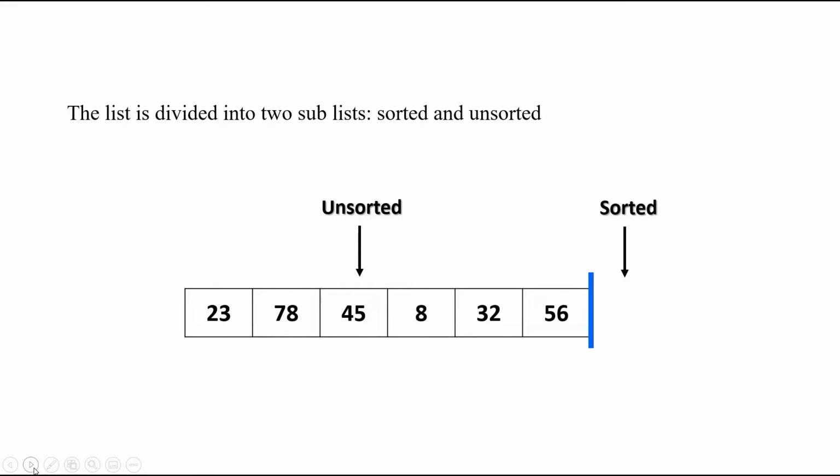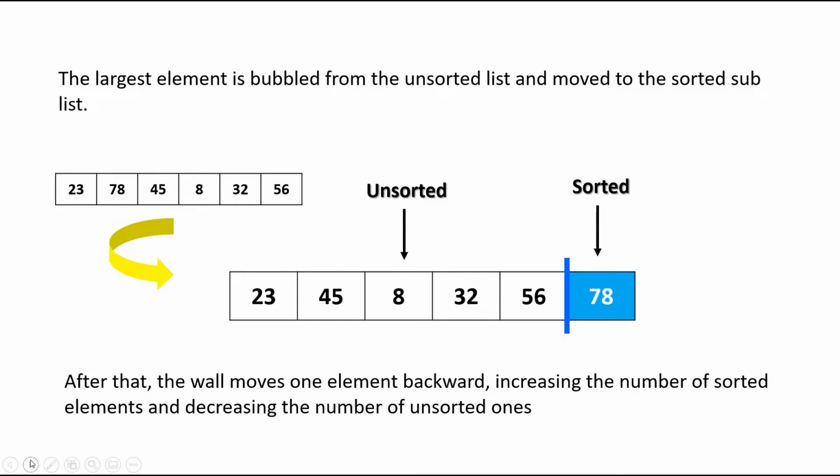As the first step, we have to divide the list into two sublists, which is sorted and unsorted. And the blue line depicts the wall between the sorted part and the unsorted part. As the next step, we bubble the largest element of the list from the unsorted list and move it to the sorted sublist. See, this was the original list of the array.